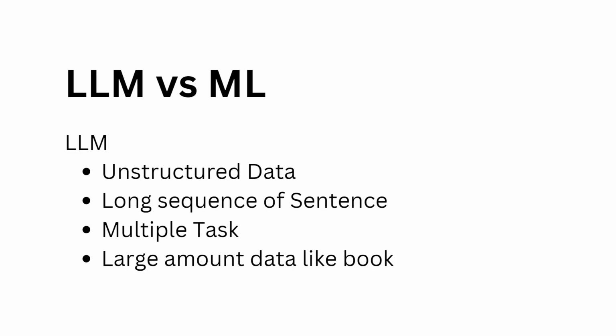Also, a large language model can perform multiple tasks. For example, the same model can run for named entity recognition, chatbot, or question answering. But in machine learning, the algorithm or goal is specific. We can run the model specifically for one task.